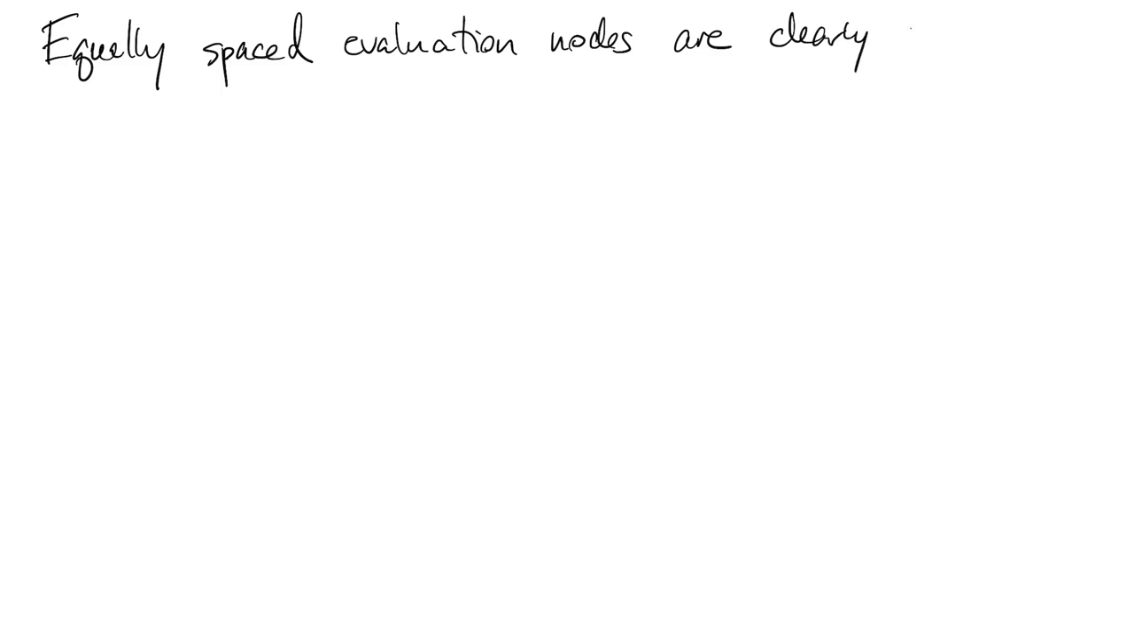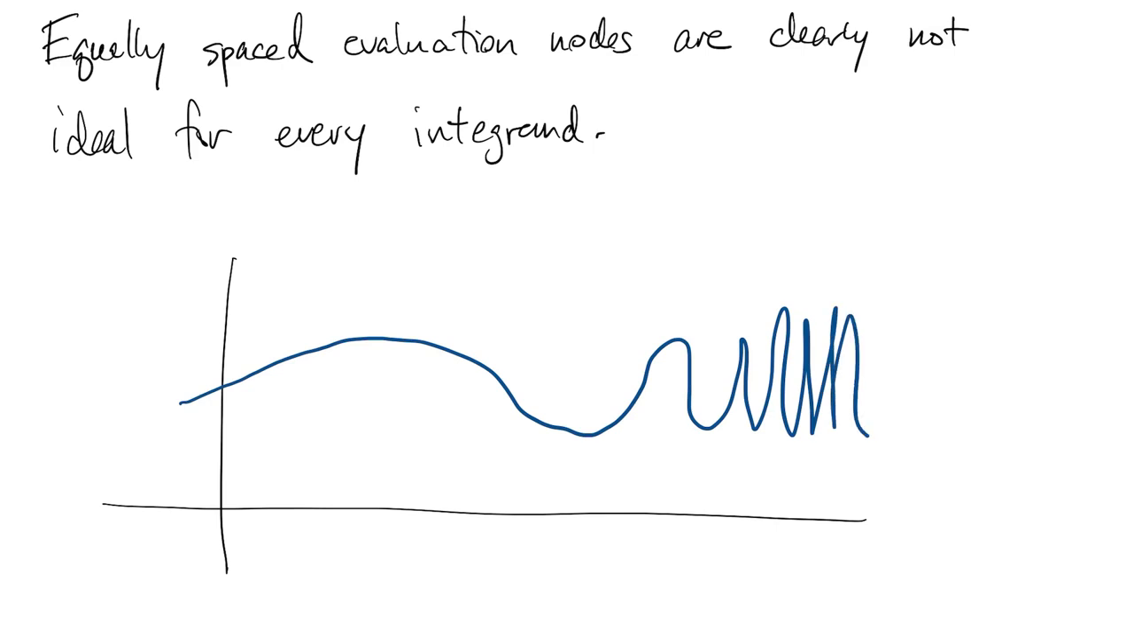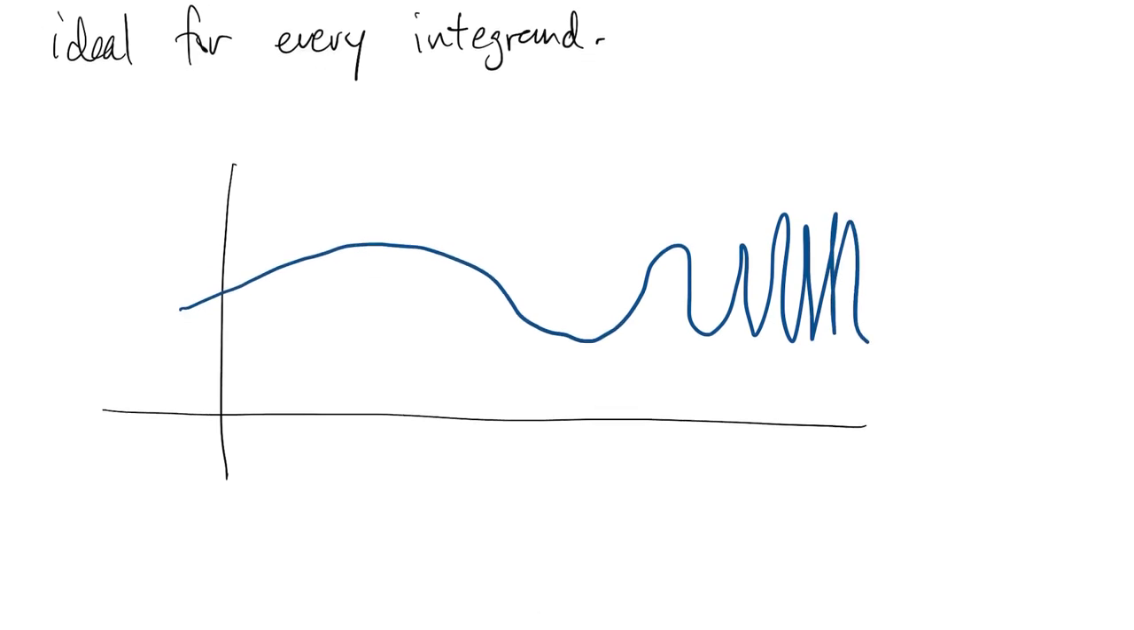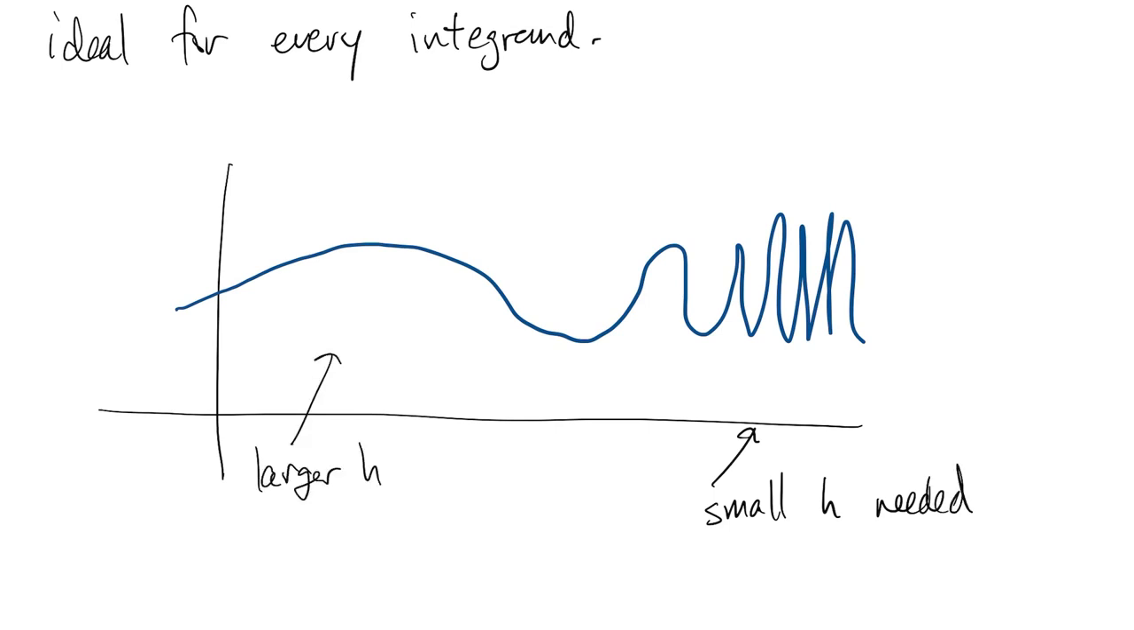In the last section, we looked at doing numerical integration using equally spaced nodes. But it's not hard to see that this is not an ideal situation in every case. For example, on this function, we have to use a fairly small h in order to resolve all these rapid oscillations on the right end. But we'd get a fine result over the left with a larger h, and that would be more efficient overall.